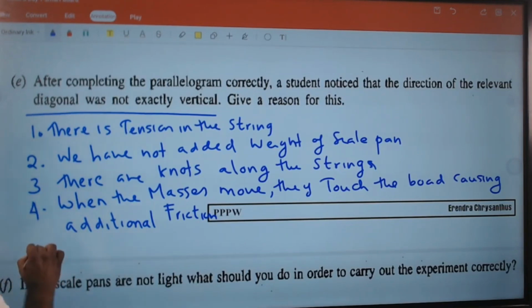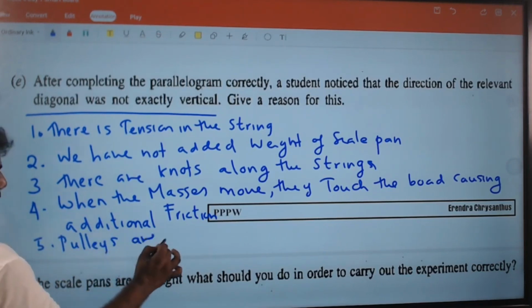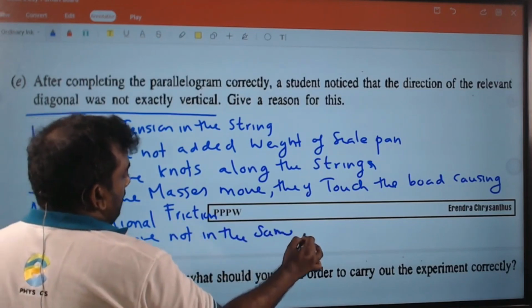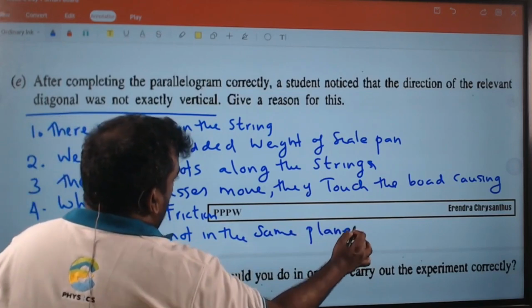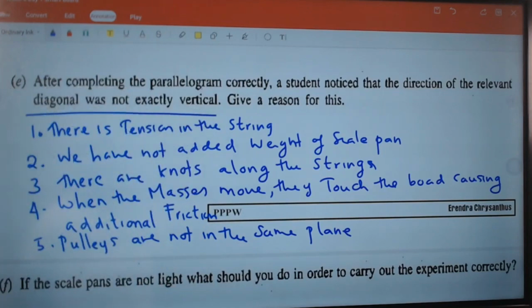Also you can write, pulleys are not in the same plane. That is also a reason. Right.